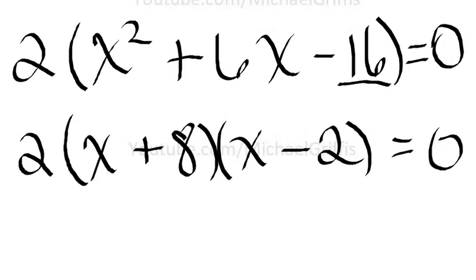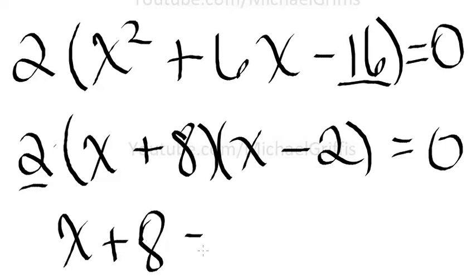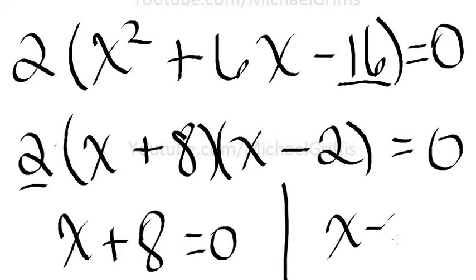Now what we want to do, don't worry about this 2 out here, because when we multiply both sides of this equation by a half, the 2 just disappears. How do you like that? Let's go ahead now and set each one of our factors equal to 0. So x plus 8 is going to be one of them. And then we have x minus 2. We set that equal to 0 also.